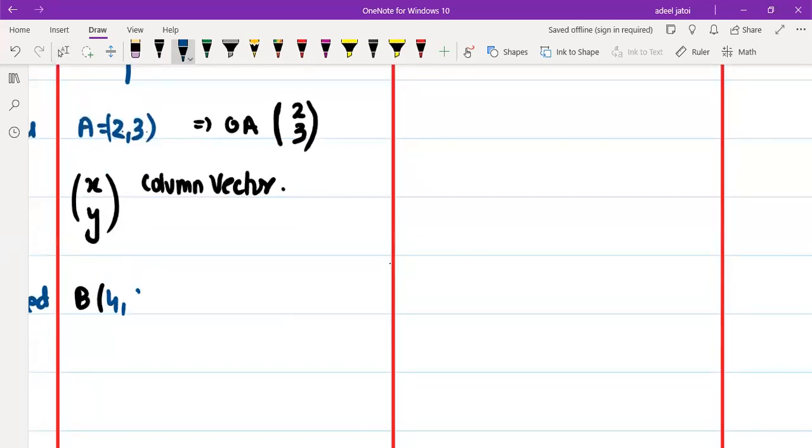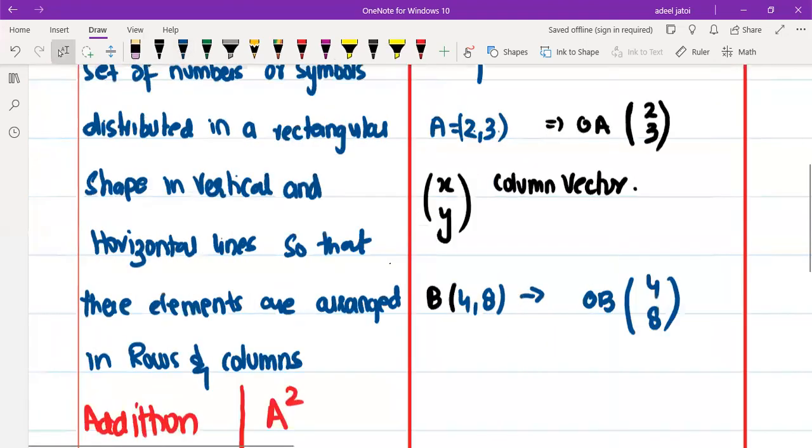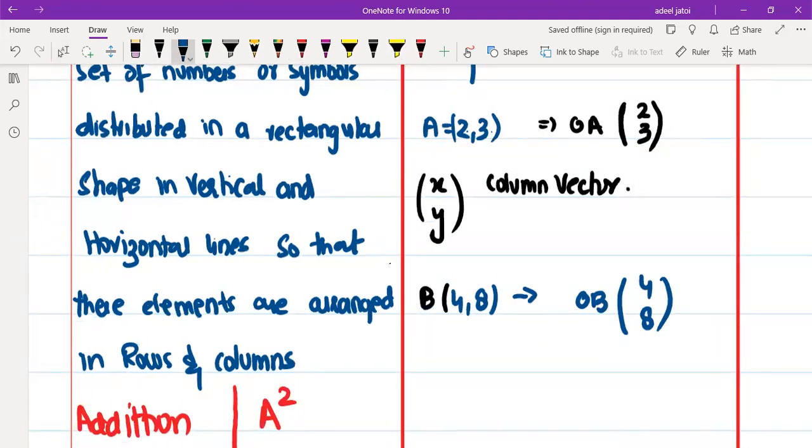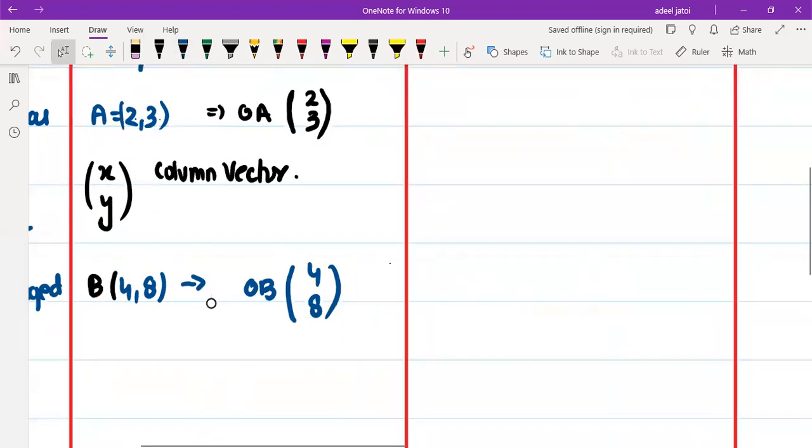Similarly, if I say my B coordinate was 4, 8, and I want to write it in the form of change in X and change in Y, this will be represented as 4 and 8. That means your coordinate B is 4, 8, but your OB, that means your change, will represent 4 and 8. That means matrix is always in the shape of vertical and horizontal lines.